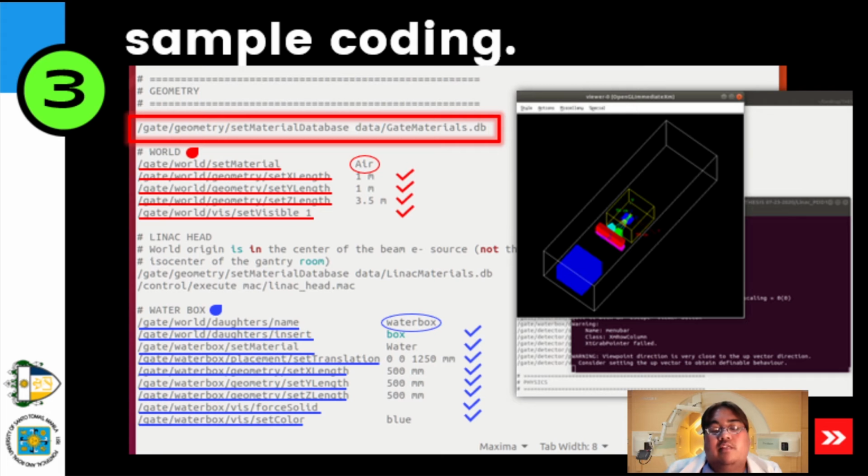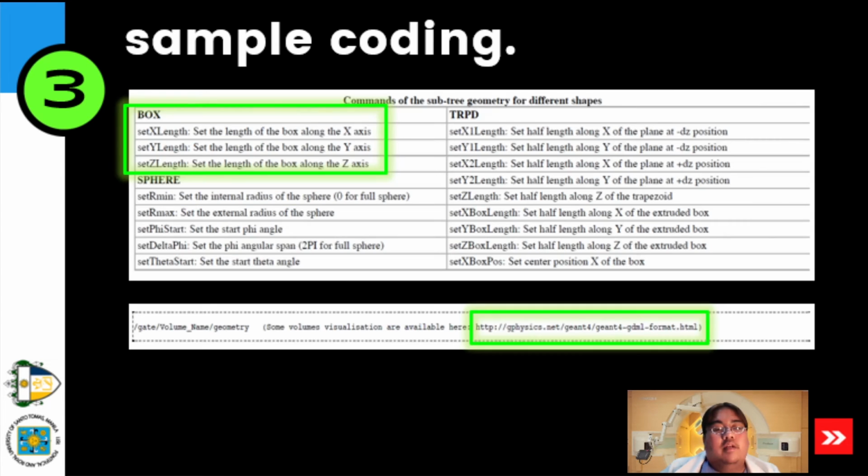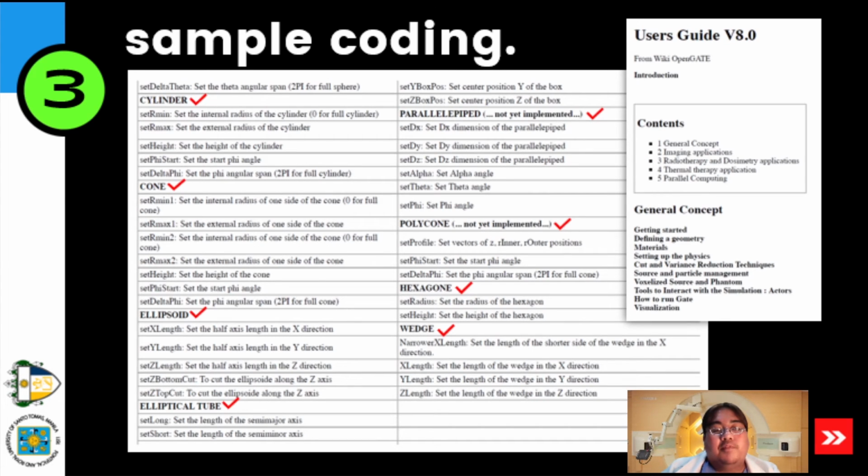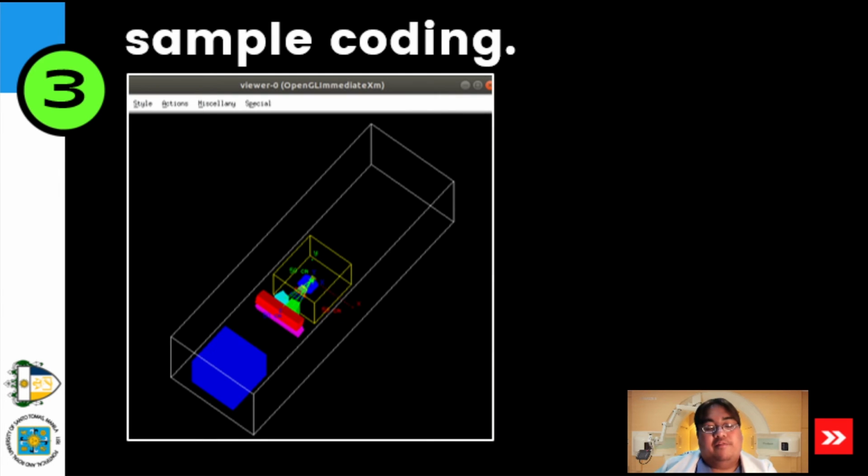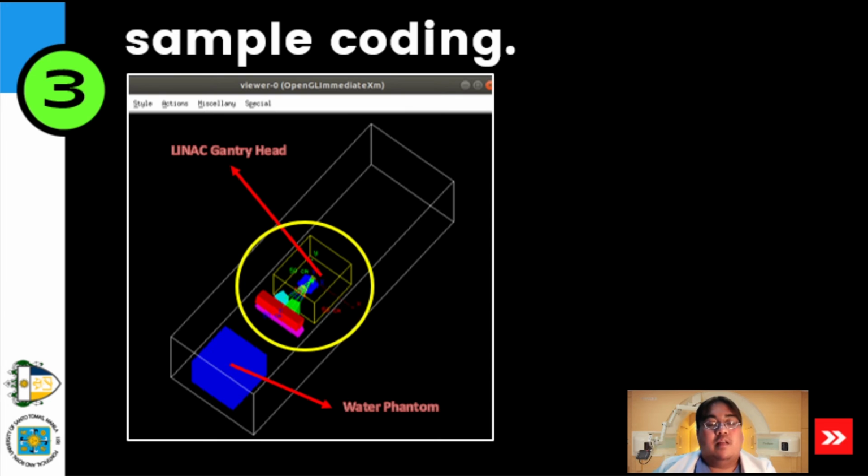So here is an example 3D visualization of the world volume and the water volume as well as the linac gantry head. We have codes actually set for various volumes and shapes as well, most of which can be found in the user's guide manual. Right, so now let's go back to our 3D visualization. Here you'll see that the blue box is actually represented by the water phantom. The remaining upper cluster is represented by the components of the linac gantry head, hence the yellow circle.